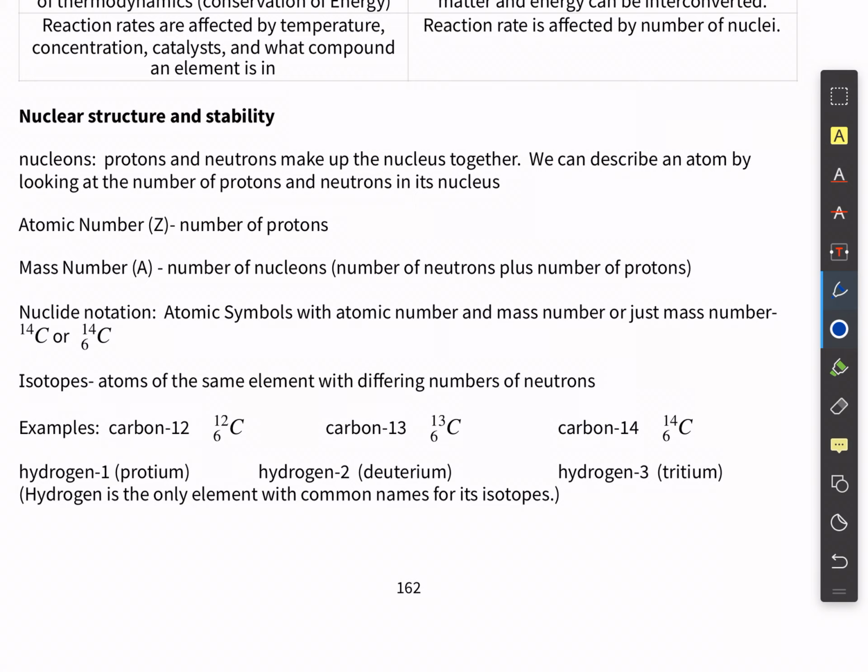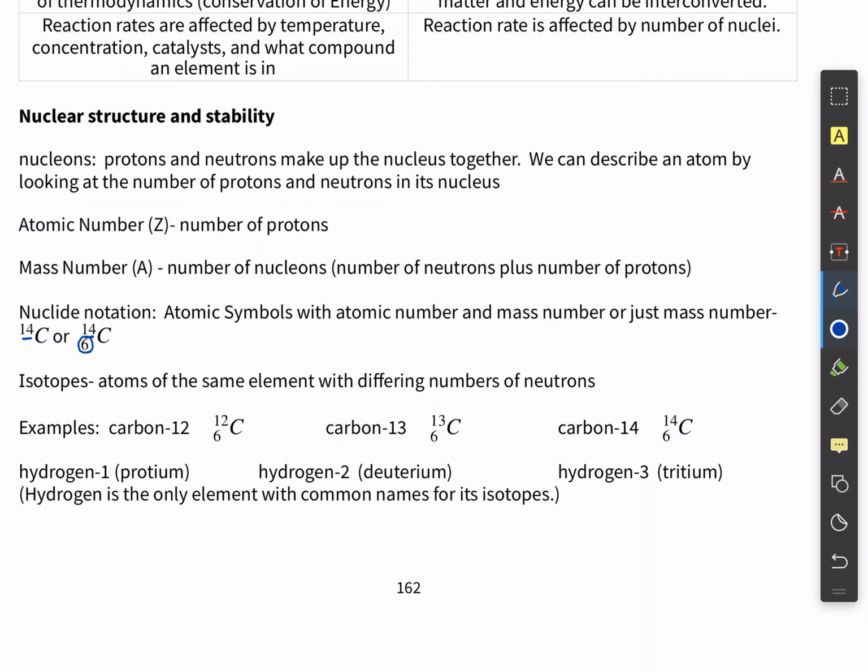Remember that the atomic number, Z, is the number of protons. That's the atomic number on the periodic table. The mass number is the total number of nucleons in a nucleus. So it's the sum of the protons and the neutrons. And so you might remember this nuclide notation where we put the mass number in the upper left corner. We optionally can put the atomic number in the lower left corner. It can or cannot be there. It doesn't make any difference.